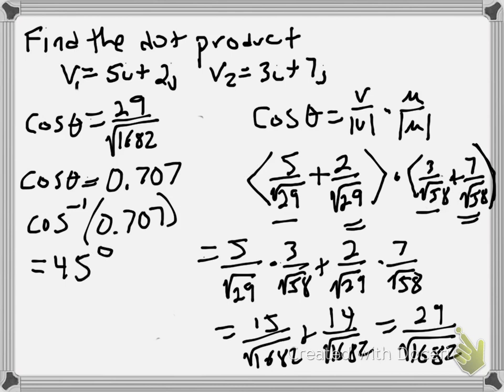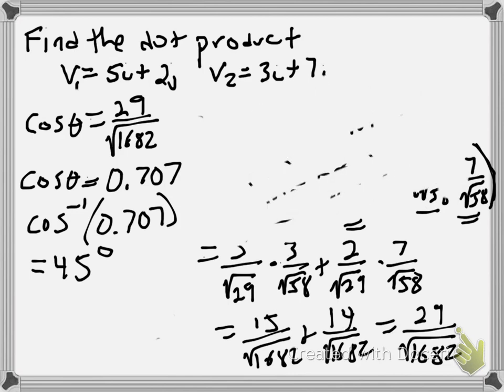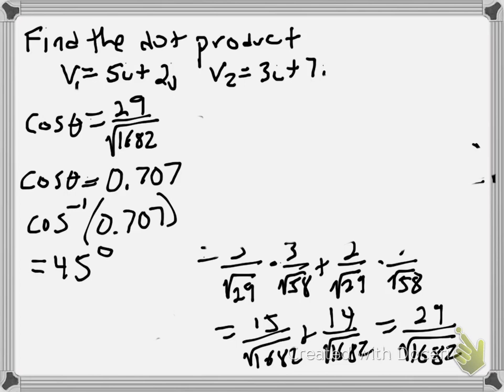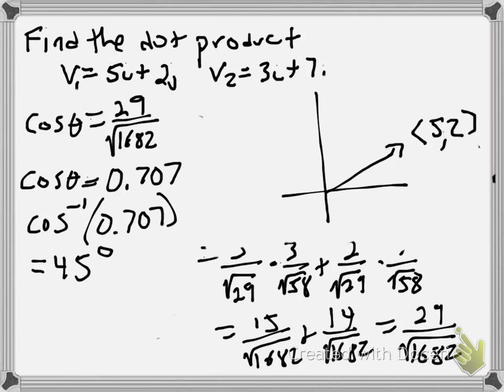So basically, visually what we have is one vector that went to 5, 2, and another vector that went to 3, 7. And what we were able to do was find the angle between them, which is 45 degrees.